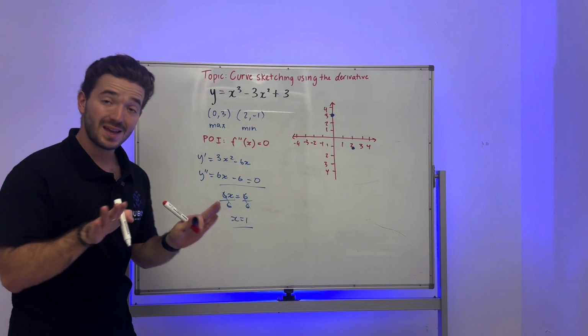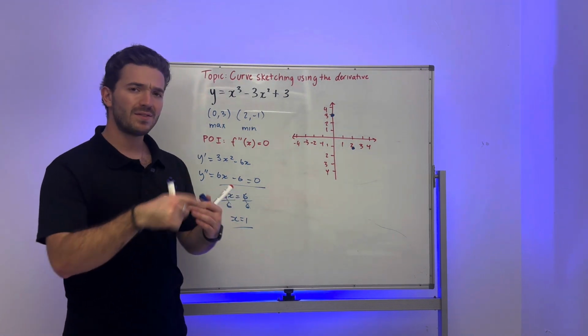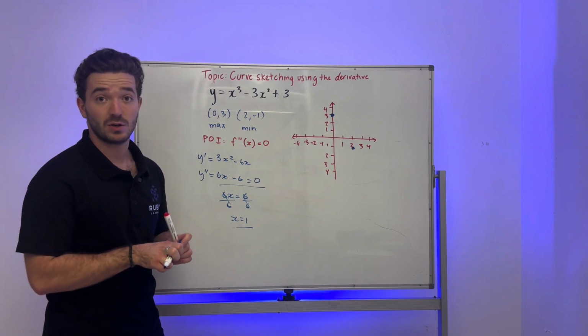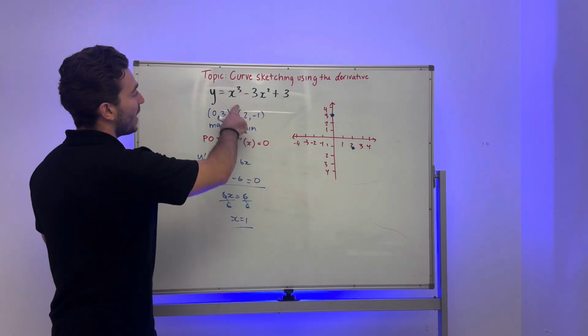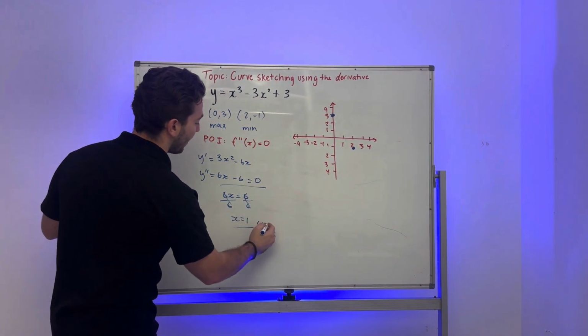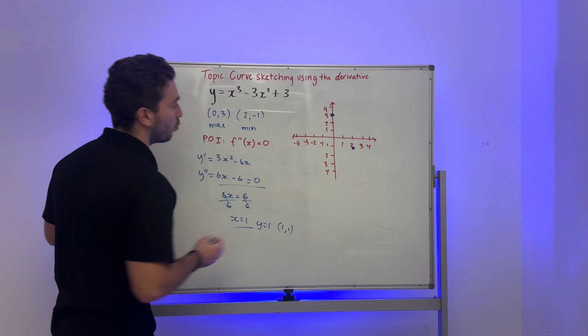So it appears, and I say appears because we have something else left to do, it appears that we have a point of inflection at the point x is equal to 1. So really quick, when x is equal to 1, we get 1 minus 3 plus 3 is just 1, so y is equal to 1. So the point here is 1, 1.